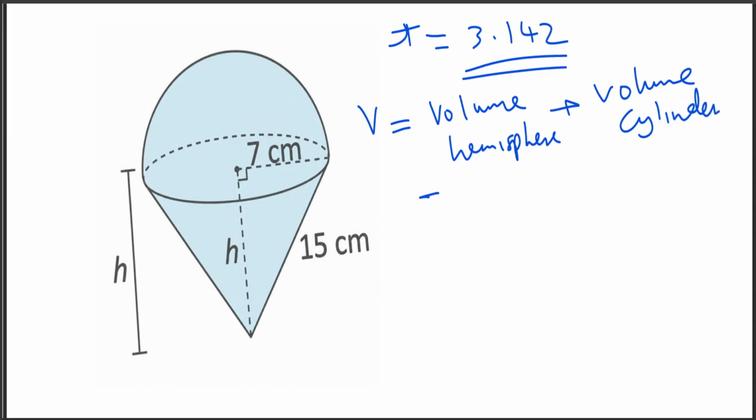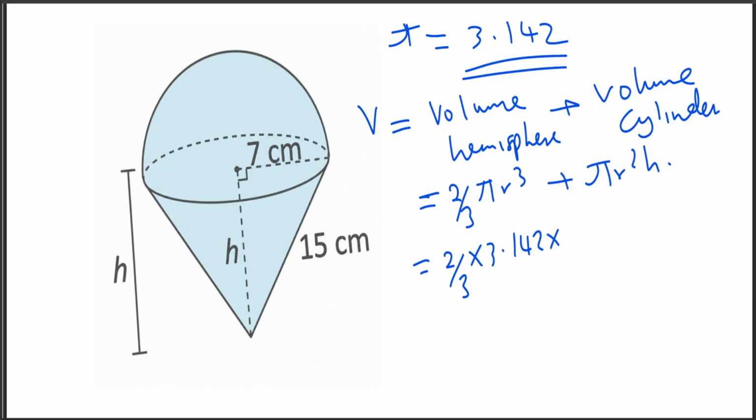The volume of the hemisphere is equal to 2 over 3 pi r cubed plus the volume of the cylinder, which is pi r squared times height. Sawa, so tuanze: 2 over 3 times 3.142 times r cubed, radius yako ni ile ile ya cylinder pia, so times 7 cubed, plus pi, which is 3.142, times r squared, which is 7 squared, times the height.